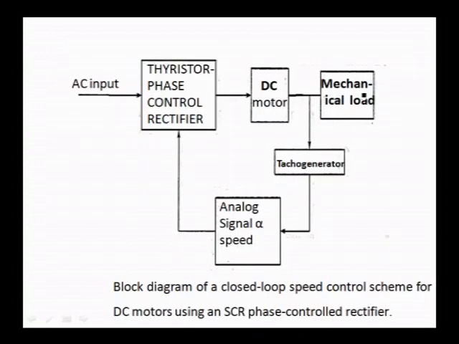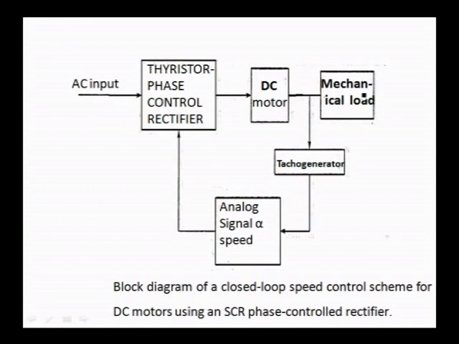Corrective action is required only when there is an error, when your speed is not equal to your desired speed. When the measured speed is equal to the set speed, the error will be 0, so no corrective action is required.